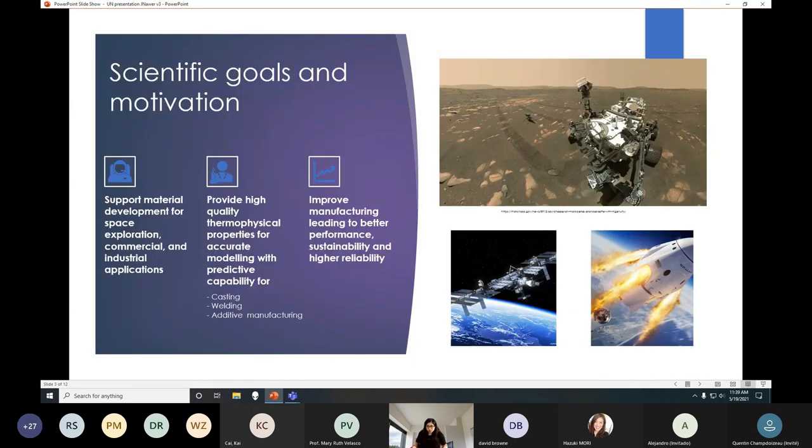The motivation of my work comes from supporting alloy development for commercial and industrial and obviously space exploration applications. We need high fidelity thermophysical properties in order to accurately model and predict the behavior of high temperature molten metal manufacturing applications, such as casting, welding, and additive manufacturing. So the bigger goal of my research is to support industries by providing these thermophysical properties so that we can improve the manufacturing process of the parts required for these applications, leading to better performance, higher reliability, and more importantly, towards a sustainable future.